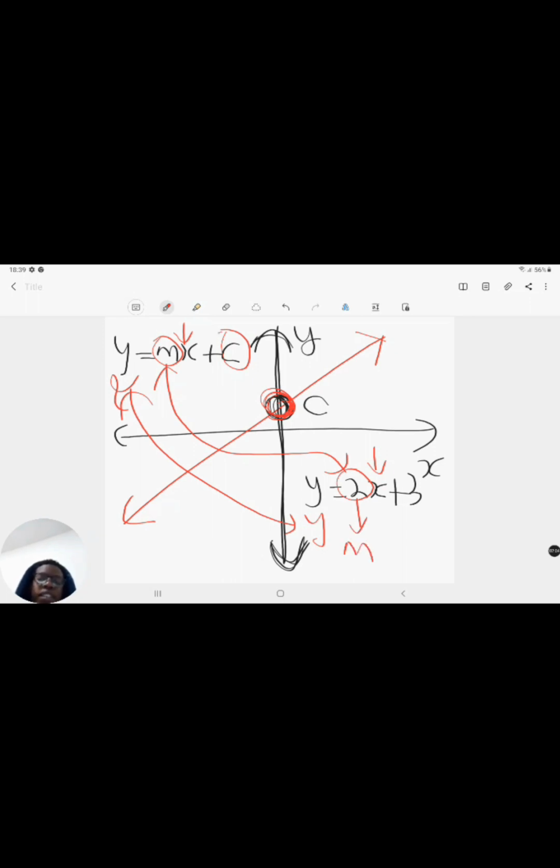So what is my c? My c is the value that stands on its own there. So in this case, c is 3. Meaning that if I were to plot this graph, this graph would cut the y-axis at 3. That value there would be equal to 3. That's simply what the y-intercept means, and that is what c is. So c in the standard form is your y-intercept.